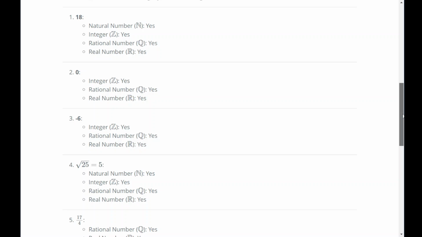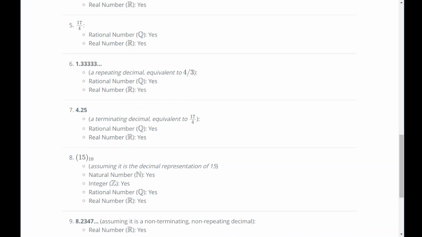Okay, so the next bunch, 17 divided by 4. Well, that's an integer divided by an integer, so that makes it a rational number. It's definitely not an integer in its own right, and it's definitely not a natural number. So rational number and real number, yes and yes. So it's an element of Q, which is an element of R.